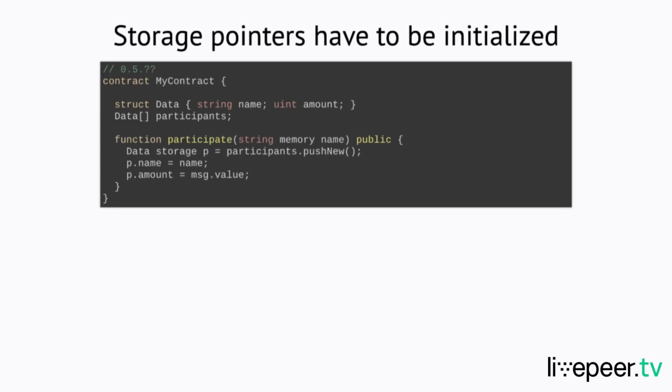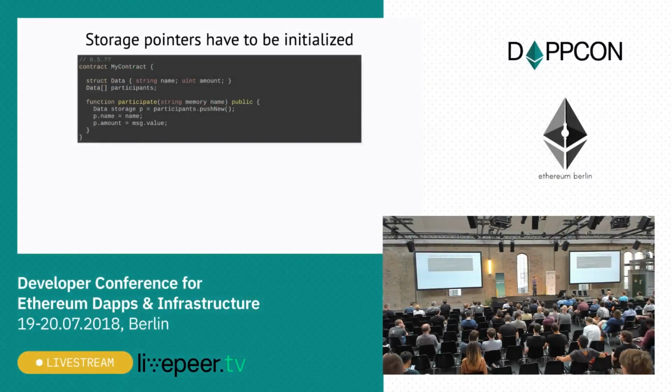Storage arrays will have a member function called pushNew, which creates a new element at the end of the array and returns a reference to that. So if you assign it to a variable and you assign these members of the variable, these values will be put in the last element of the array. You can also directly use participants.pushNew.name equals something.